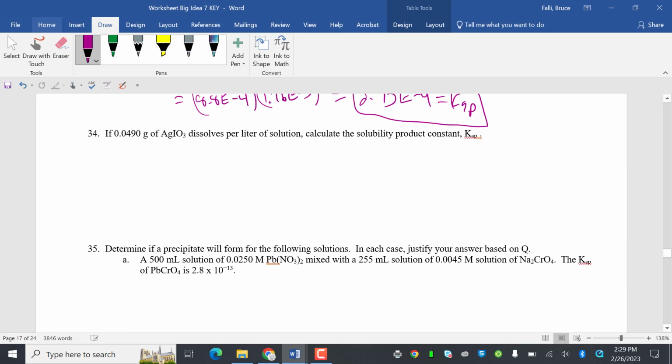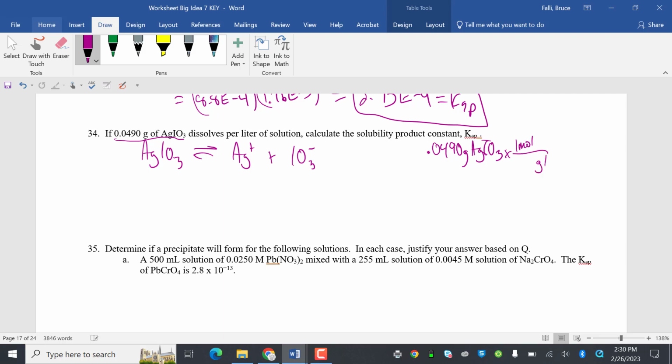If 0.0490 grams of AgIO3 dissolves per liter of solution, calculate KSP. So this one's hard because we don't use iodate a whole lot. Here's my dissolving equation for it. Silver is +1 and iodate is IO3 negative. That many grams dissolves per liter, so I've got to change that into moles. 0.0490 grams AgIO3 times 1 mole over, go to the periodic table for AgIO3.